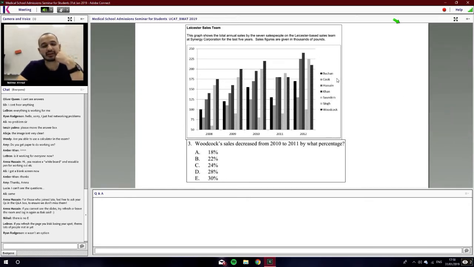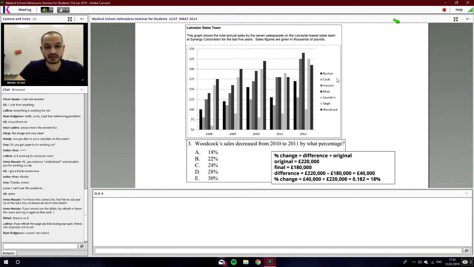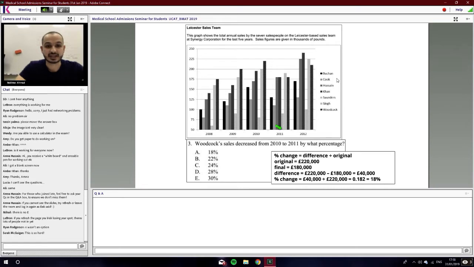So this question can be a little bit tricky the way it's worded. So first of all, we want to go to Woodcock sales 2010 and 2011. So if we have a look, in 2010, Woodcock sale was about 220,000, right? And then in 2011, it reduced to 180,000 based on the information that you're given. So it's the last one here and then this one here.